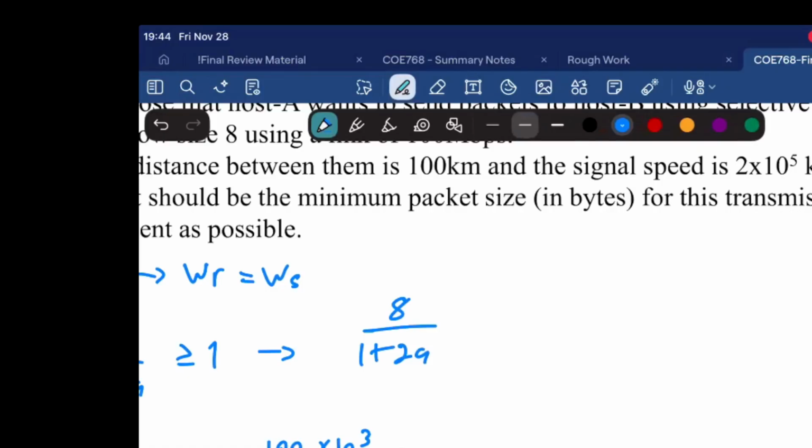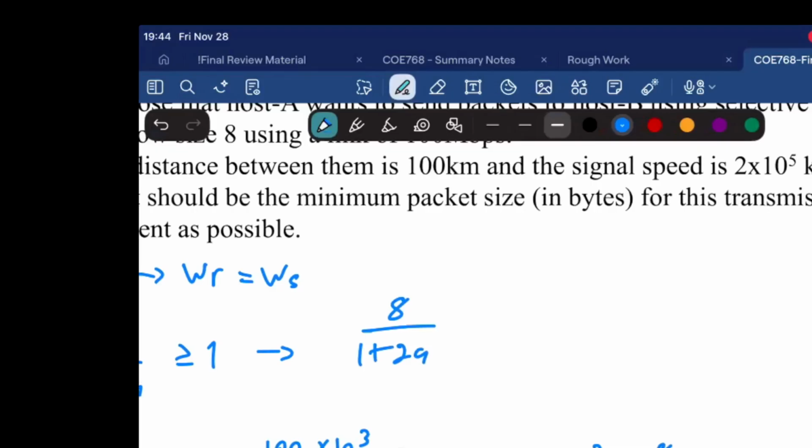So at the top, we get 100 times 10 to the power 3 times 10 to the power 8. At the bottom, we get x times 2 times 10 to the power 8. Here we can cancel 10 to the power 8, and we are left with 100 over 2, which is 50, and then times 10 to the power 3, so we would get 5 times 10 to the power 4 divided by x.